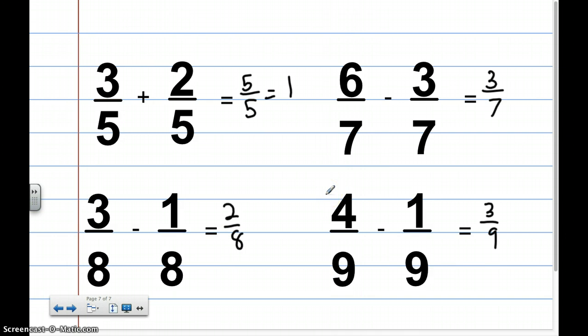Okay, so that's how easy it is to add and subtract fractions, and it is very easy to change them from improper to mixed and mixed to improper. So if you have any questions, you can always ask one of your teachers, or you can watch this video again on how to change from improper to mixed and mixed to improper.